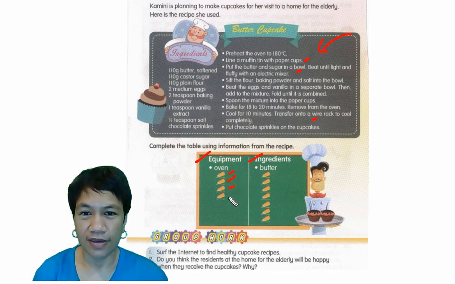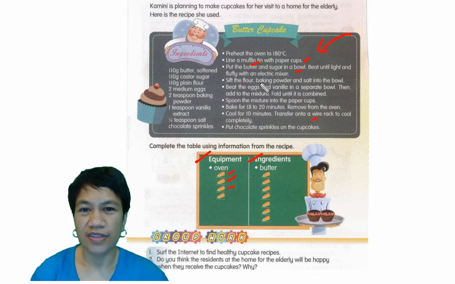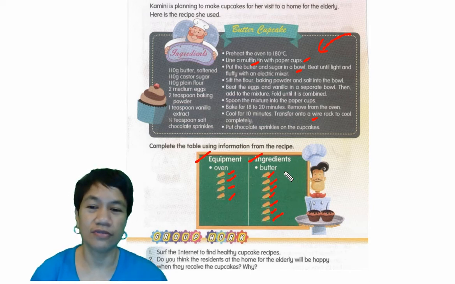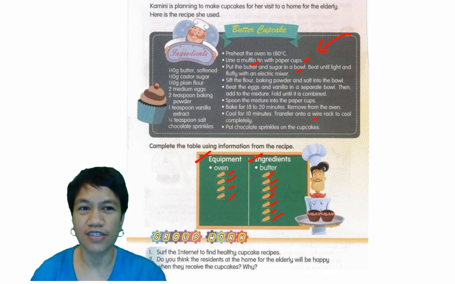Okay. And the last one. What is the last one? Okay, so the last one is here, muffin tin. So the equipment used is oven, muffin tin, paper cups, bowl, and wire rack. So that is the equipment. So the ingredient is here. We have butter, castor sugar, plain flour, medium eggs, baking powder, vanilla extract, salt, and chocolate sprinkles. So that's it. Okay, you copy this into your comprehension exercise book.